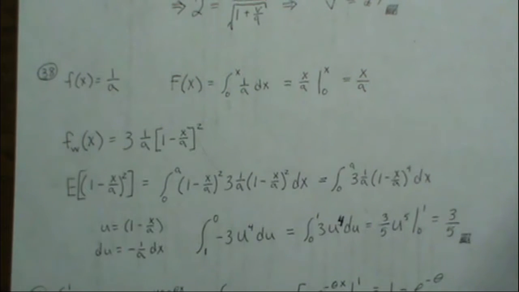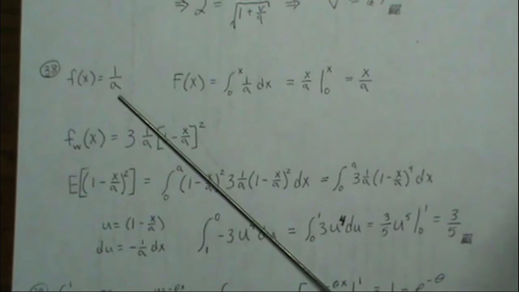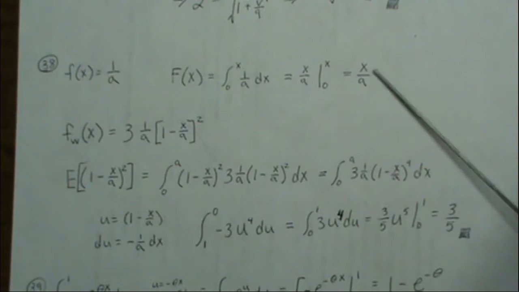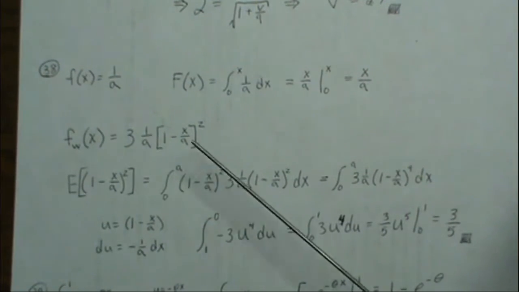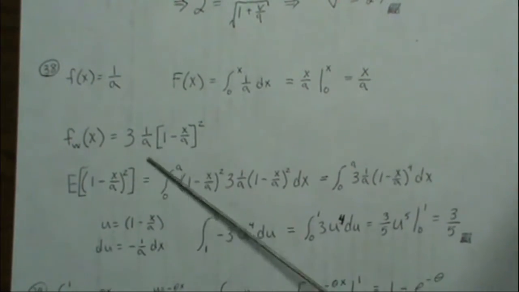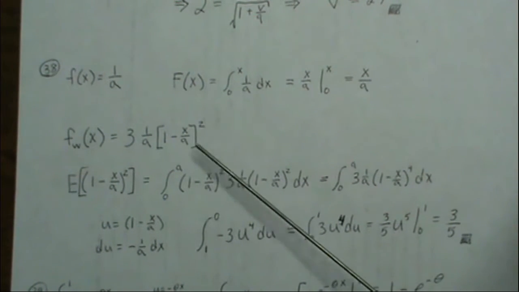So number 38, we have 3 independent uniform random variables on an interval from 0 to a, and let w be the minimum. We want to find the expected value of 1 minus w over a, quantity squared. So each xi is uniform, so the cumulative distribution function is x over a. And then this is the density of the minimum. Again, this is an order statistic, and once you appreciate how to find that, then it's pretty straightforward. And maybe I'll have a separate video on that later.